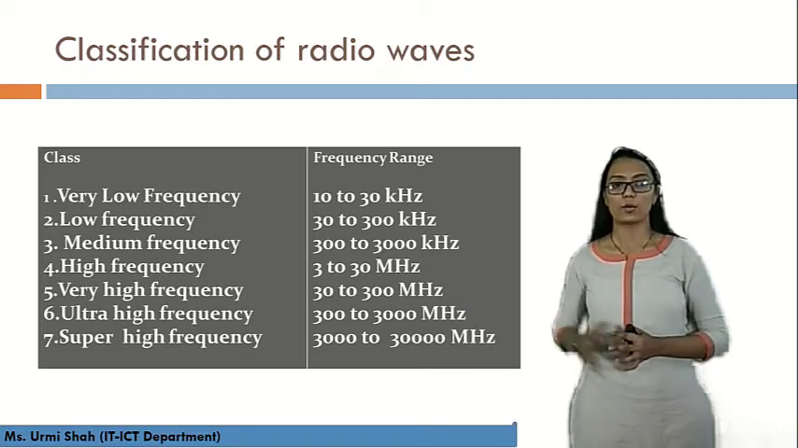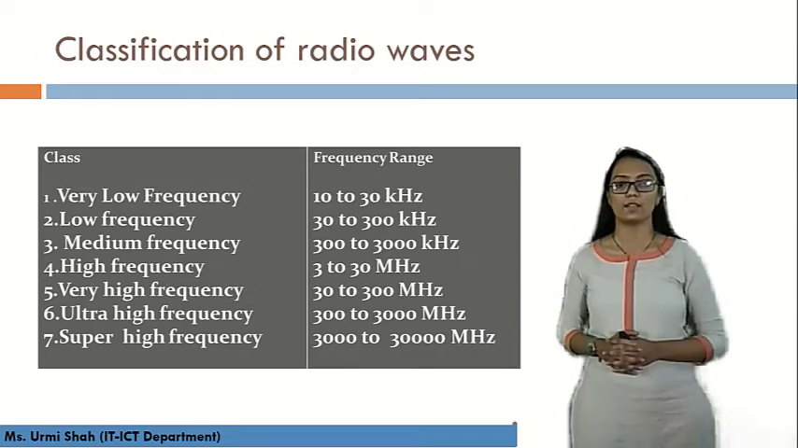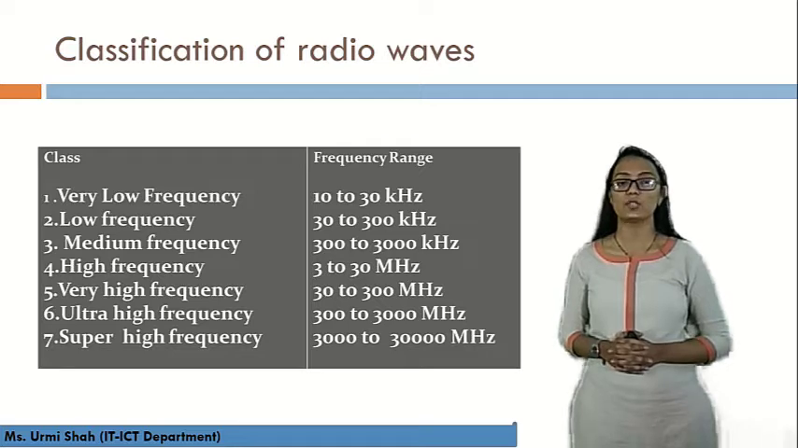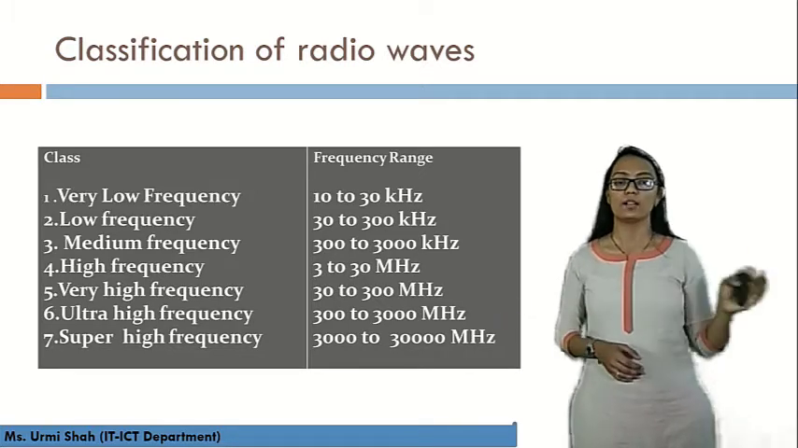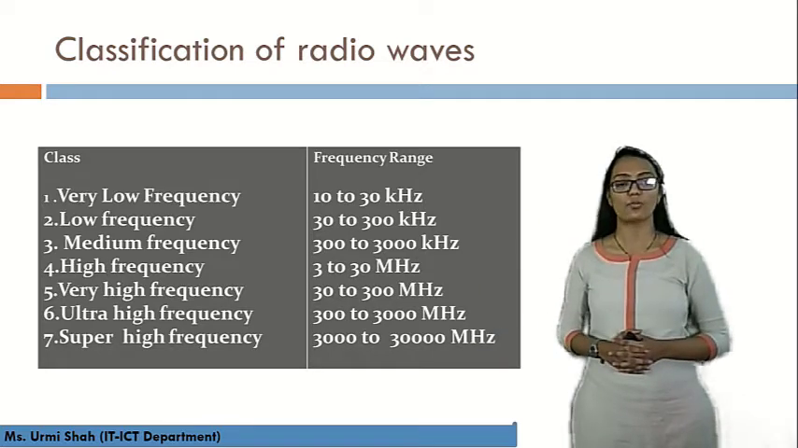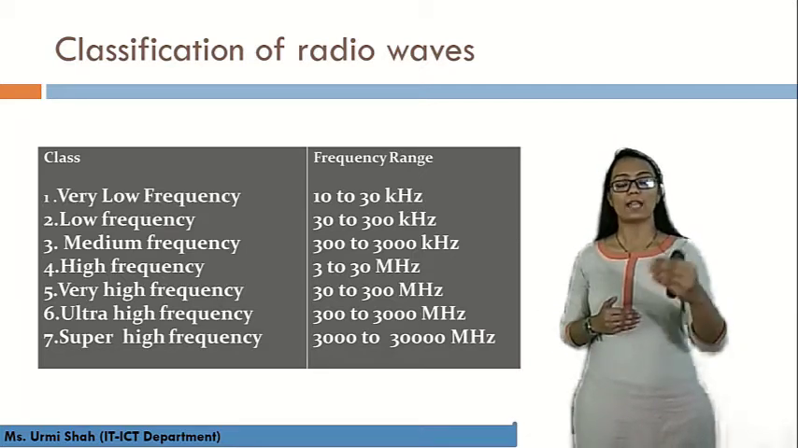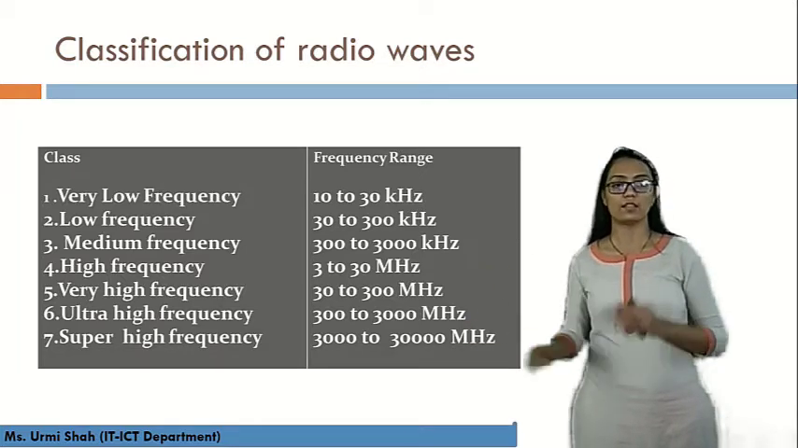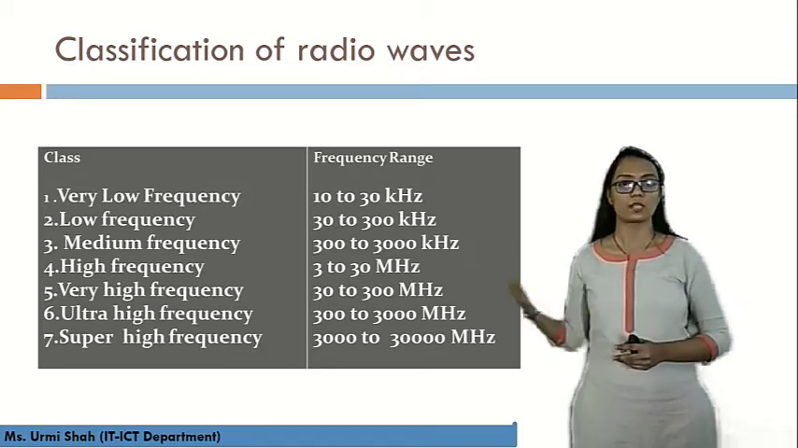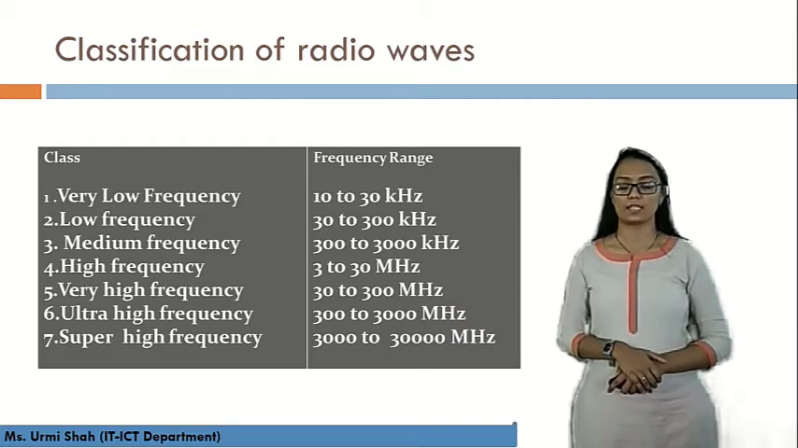Then we have the sixth one, that is the ultra high frequency, which falls in the category 300 to 3000 MHz. And at the end we have super high frequency, which is ranging from 3000 to 30,000 MHz. So this is how the classification of radio waves is done based on the frequency ranges, which can be forwarded from transmitter end to receiver end. So these are the frequency ranges for various classes of frequencies.